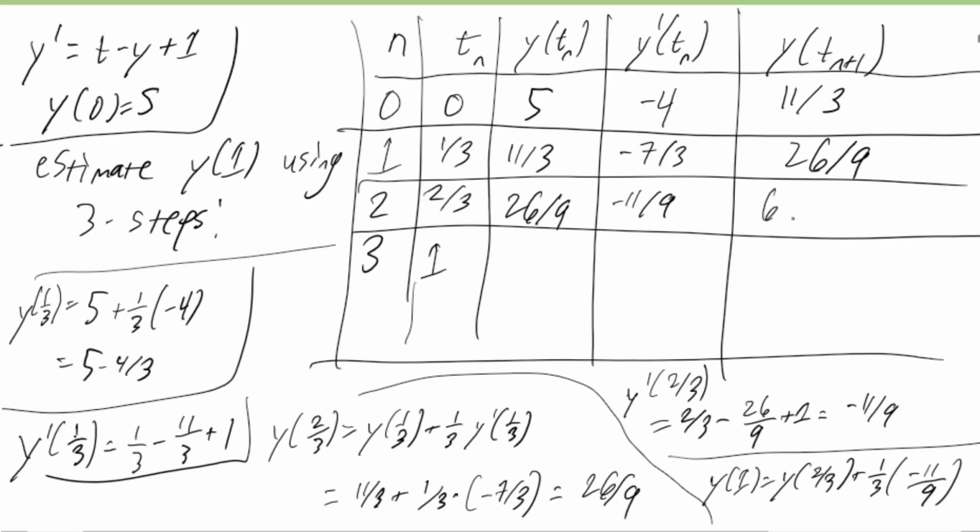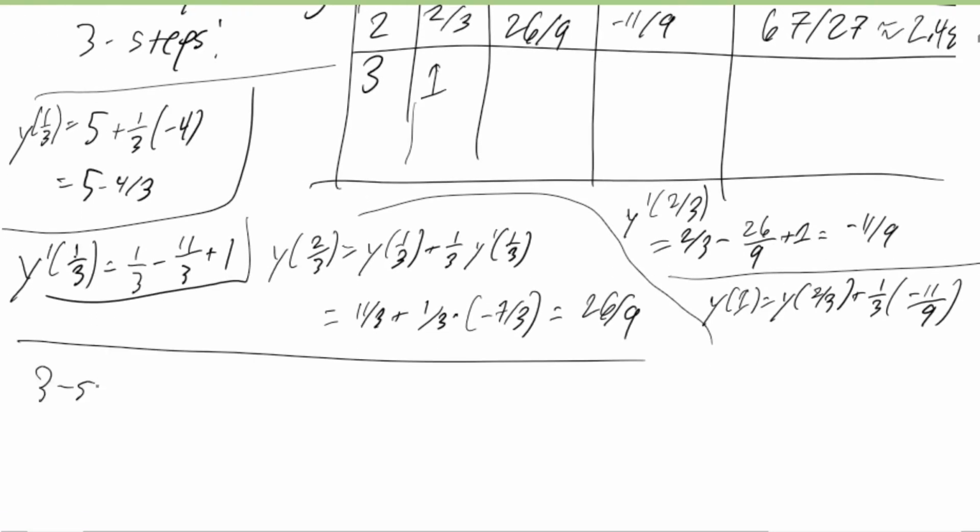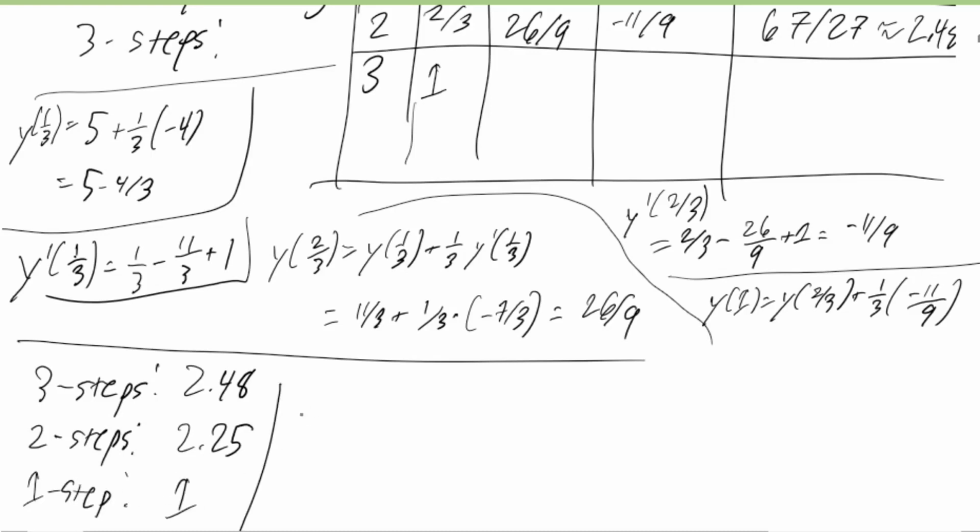And you could compute what 67/27 is. Maybe plug that into a calculator. You get that that's around 2.48. So just to compare the 3 different steps, when we did it with 3 steps, we got 2.48 for our estimate. When we did it in 2 steps, we got 9/4, which is 2.25. And when we did it in 1 step, we got 1.